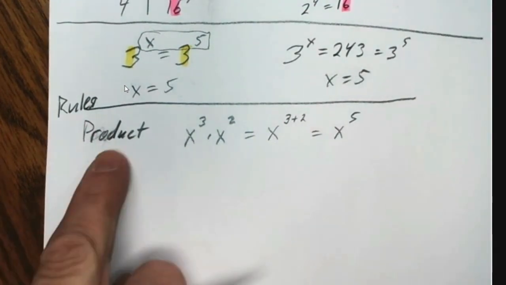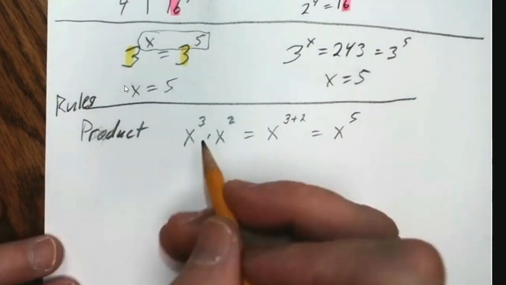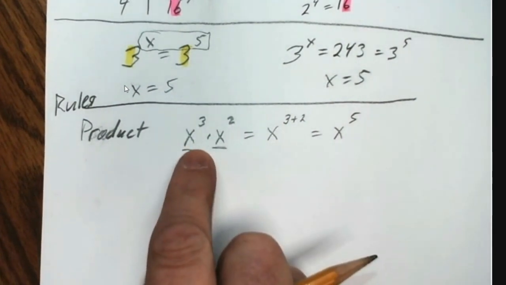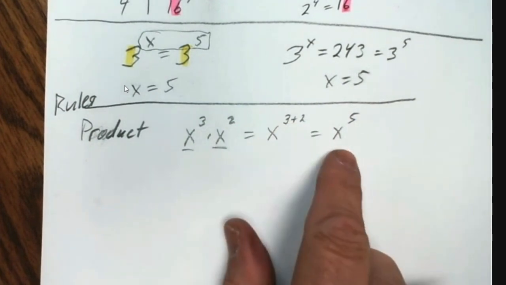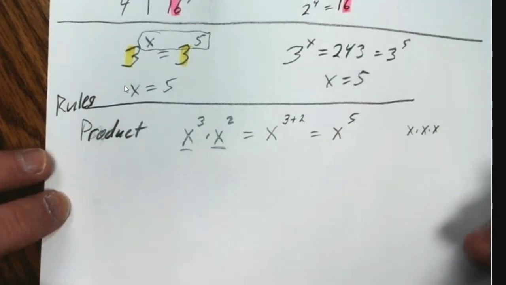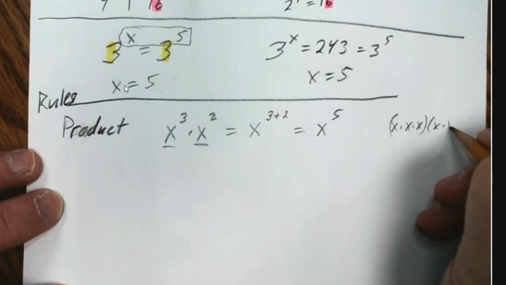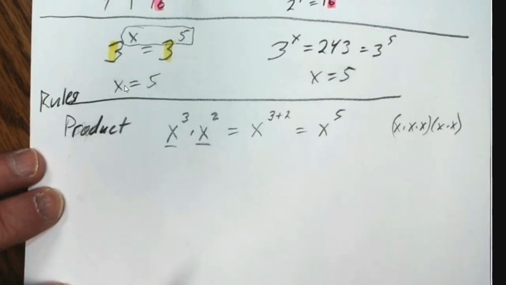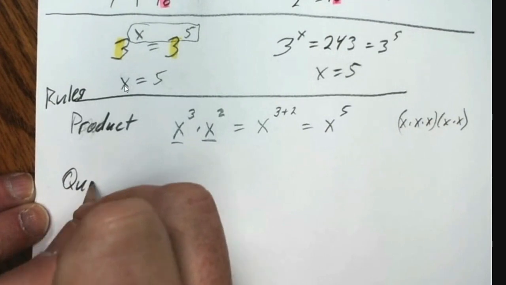So the product rule is when you multiply two exponents together, and they have to have the same base. They're both base x. So when we multiply two exponents, we can just add those, 3 plus 2, and it's x to the fifth. And we know that's true because x times x times x is x to the third. And if we multiply that times x, that's just 5 x's being multiplied together, and that's x to the fifth. So that's the product rule. Let's look at the quotient rule.